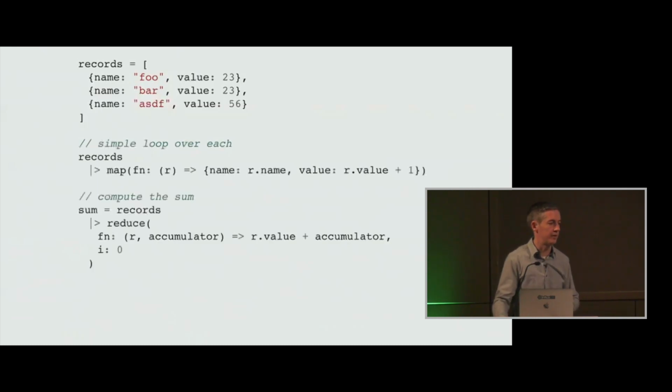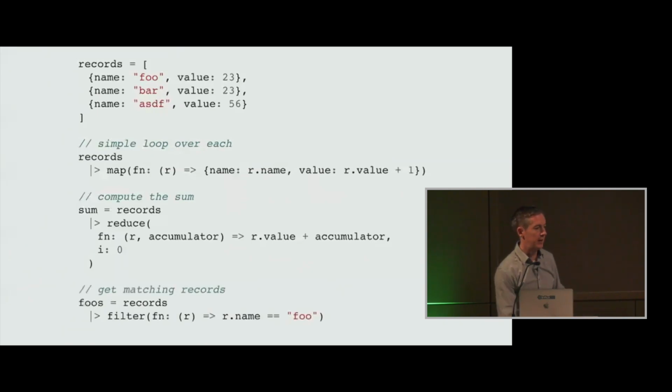Computing a sum on those records is a little bit more complicated, right? You end up having to do the reduce function. So here we call reduce. We pass it a function, which is basically what we do with it. That function takes the record itself, an accumulator, which gets passed on the chain. And then the last argument is basically an initialization value, right? What do you start with for the very first element? What does the accumulator equal? Or we can say get matching records. And again, I think this is pretty straightforward with the filter function.